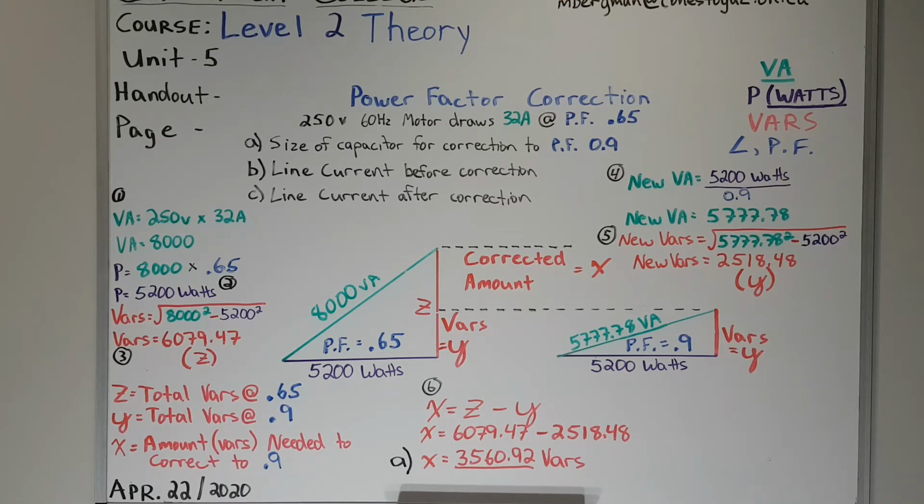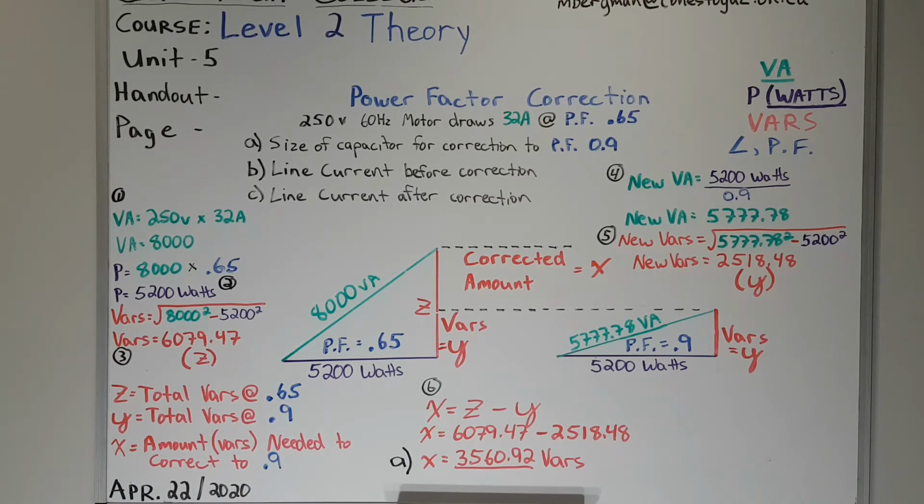We can now go over to our smaller triangle and we can calculate our new VA. So I called that step 4. So in the upper right portion of the board here, we take that 5,200 watts. We know the VA will be bigger than our wattage, so we're going to divide by a decimal to get a larger number. So 5,200 watts divided by our power factor we want to establish or correct to is 0.9. New VA equals 5,777.78. I put that on my triangle.